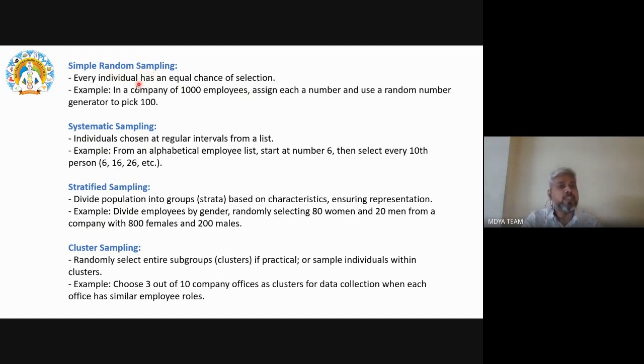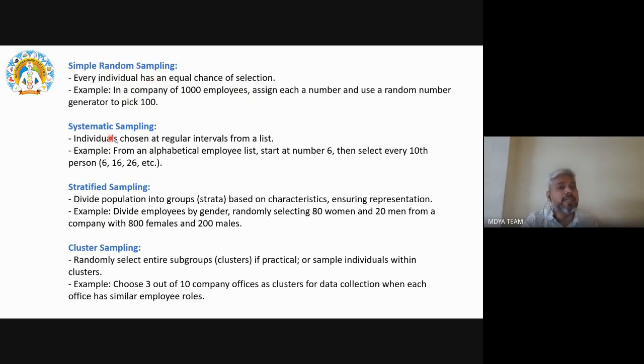Simple random sampling is very simple. Every individual has an equal chance of selection. Example, see, in a company of 1,000 employees, assign each a number. Like you have 100 students in your class, and you have assigned numbers 1, 2, 3, 4, 5, 6, 7, 8, 9 to 100, and you can use a random number generator to pick from among the 100, like 27, 8. Randomly you can select among the 100 people. So that is called simple random sampling.